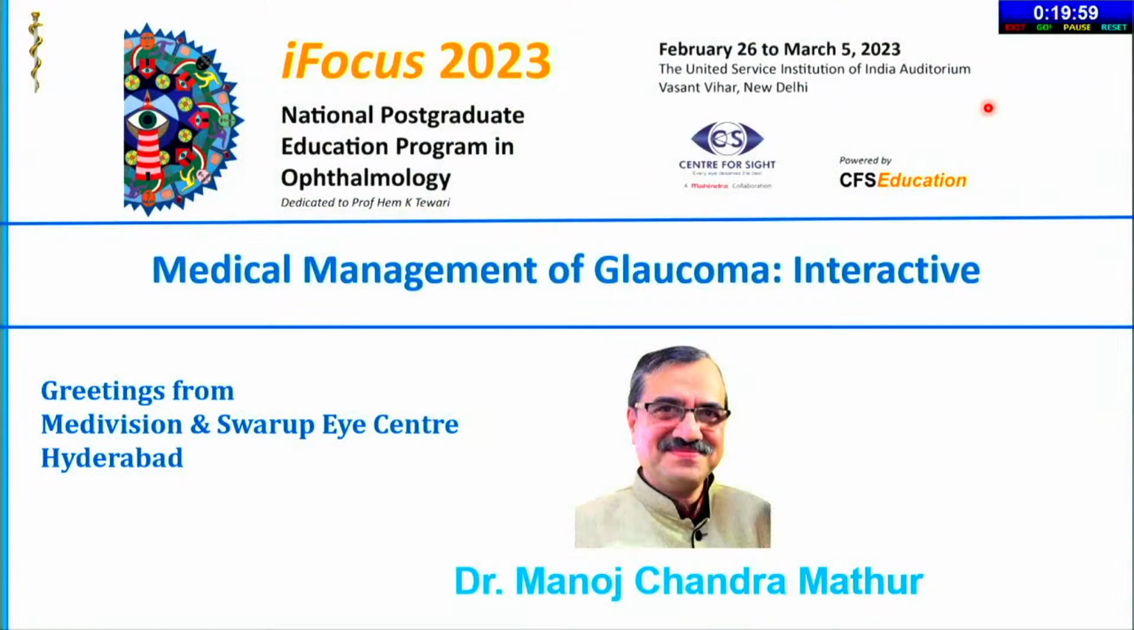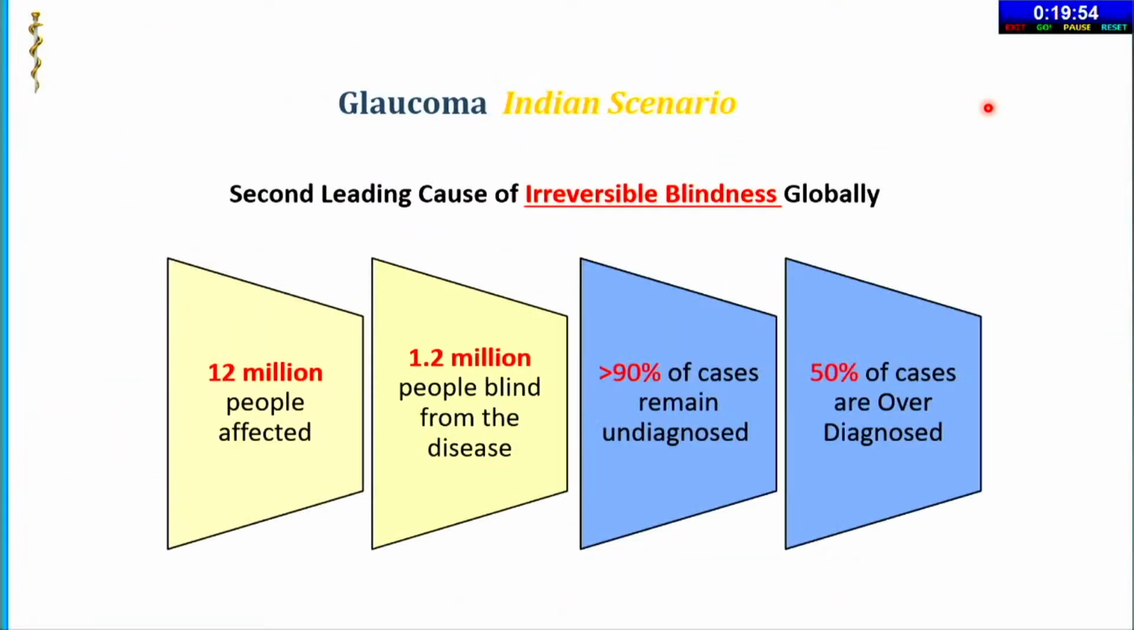So, good afternoon. We shall be discussing the medical management in glaucoma. The magnitude of the problem, we know that about 12 million people are affected and 1.2 million people are blind from the disease. What is important for us to know is that 90% of the cases in India remain undiagnosed compared to 50% in the developed world, even that is high. And on the converse, what we should also know is that 50% are overdiagnosed.